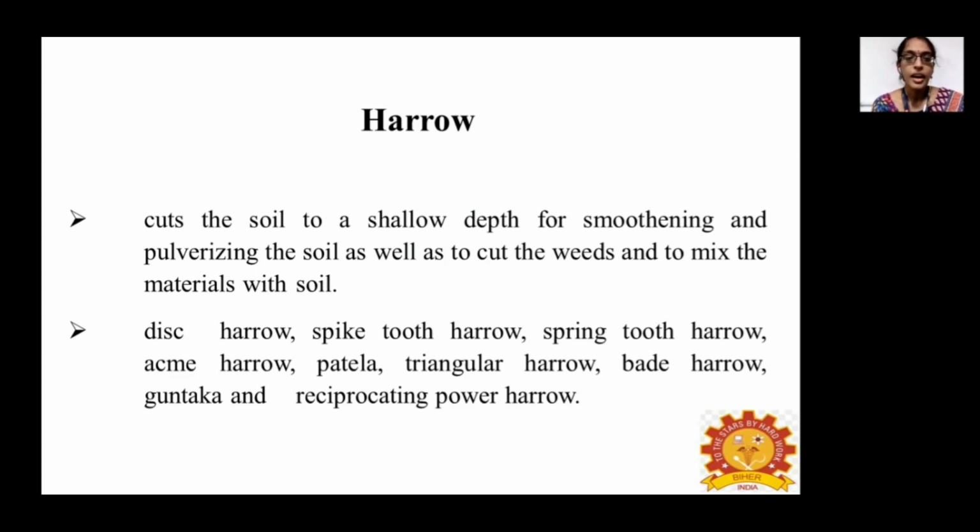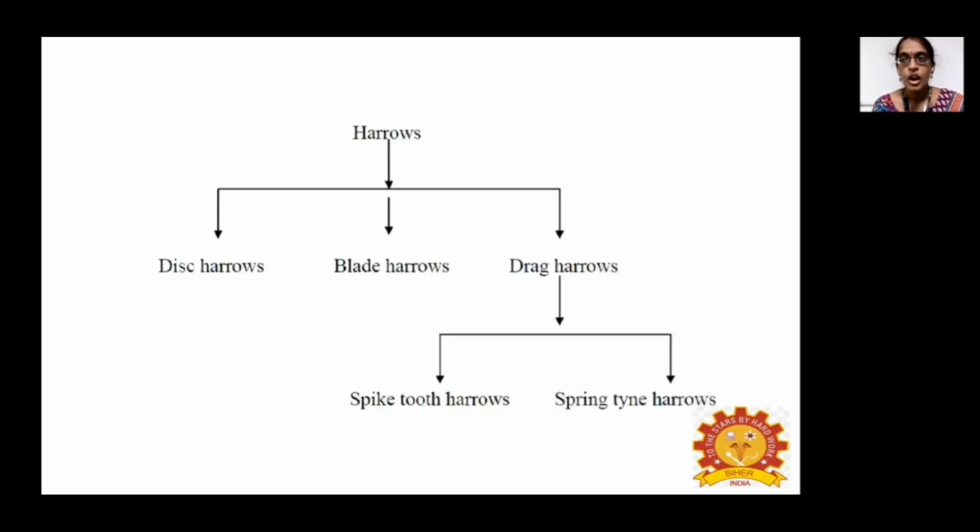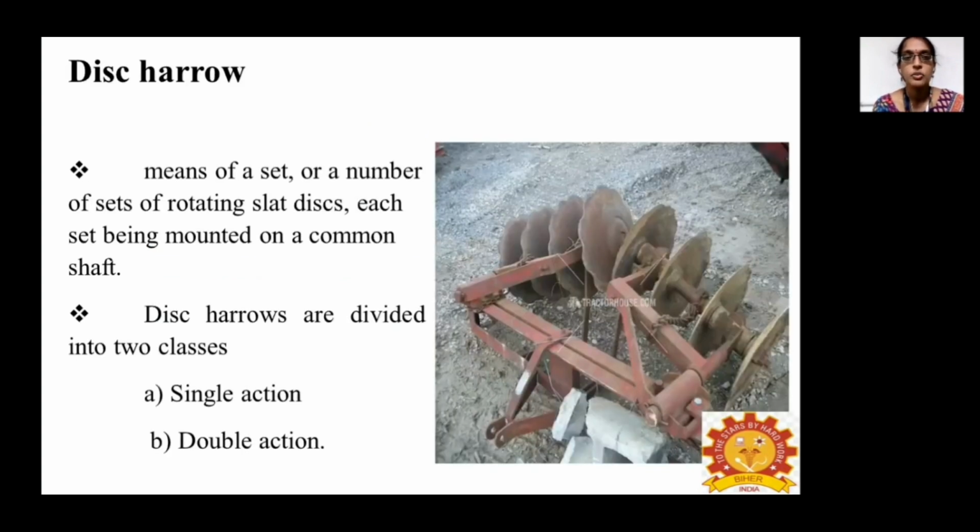There are prime advantages of using each. If we take a disc harrow, it is mostly used for grassy fields. In the case of spring harrows, it is useful for stony or stumpy fields. So every harrow has certain advantages, and based on our constraints, we have to use these types of harrows. Harrows are classified into three major types: disc, blade, and drag harrows. In the case of drag harrows, there are two types: spike tooth harrows and spring tine harrows.